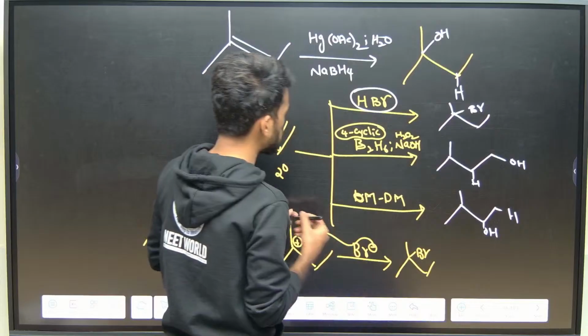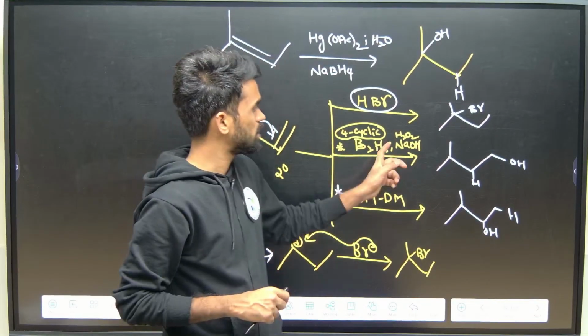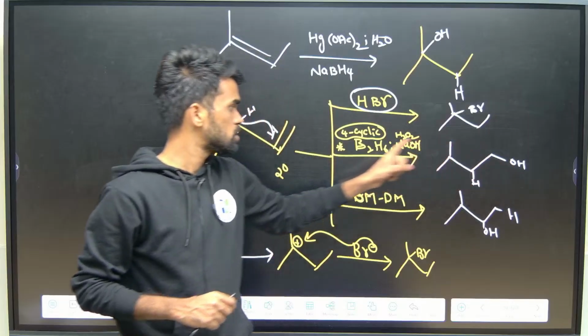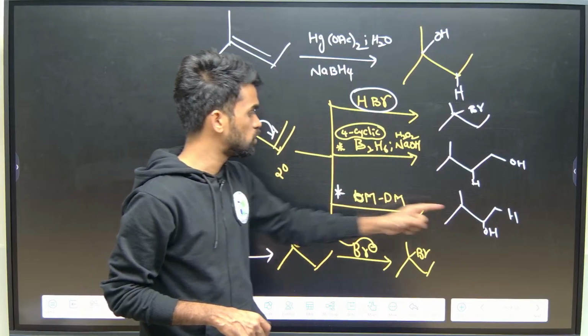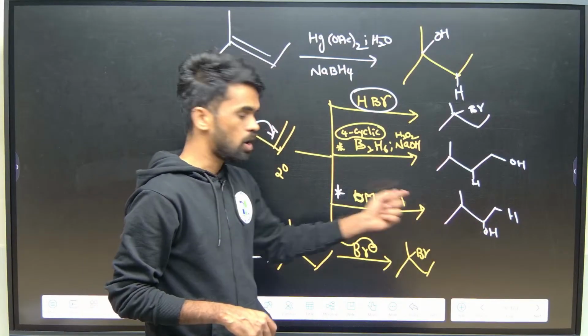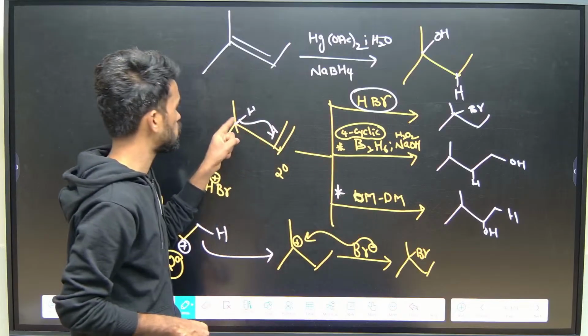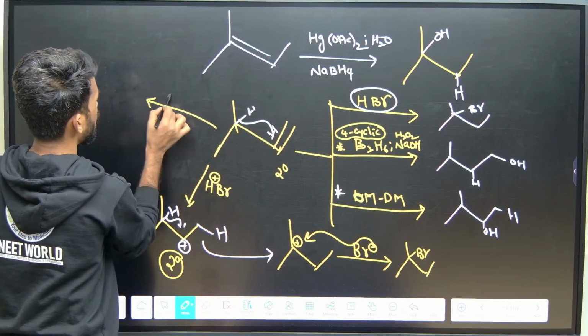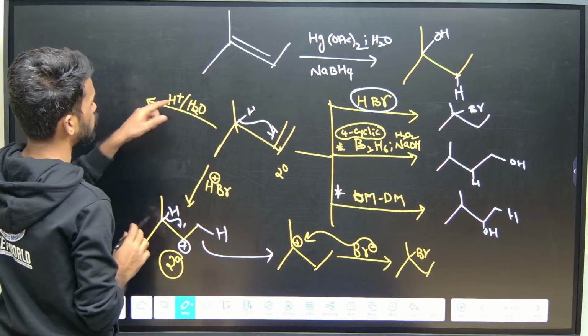By looking at these 2 reactions, you should get one idea: if you want to create an OH group on the terminal side, you need to use the hydroboration reaction, and if you want your OH group internal without any rearrangement, you should use the OM-DM reaction. And if you want to make your OH group at this tertiary carbon, you simply use hydration. It means addition of a water molecule in acidic medium.